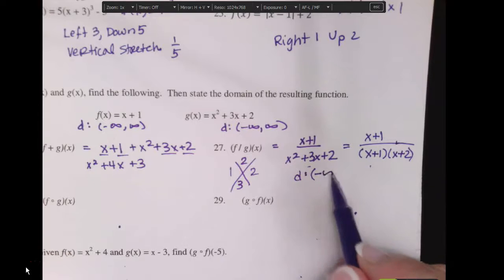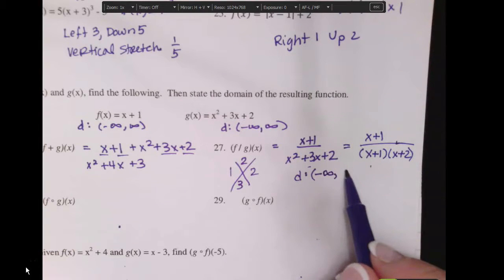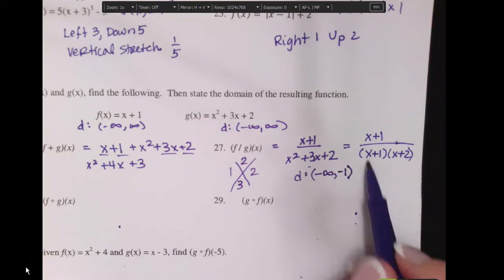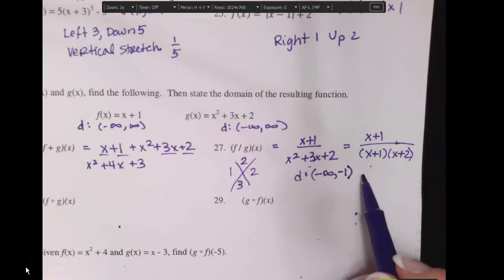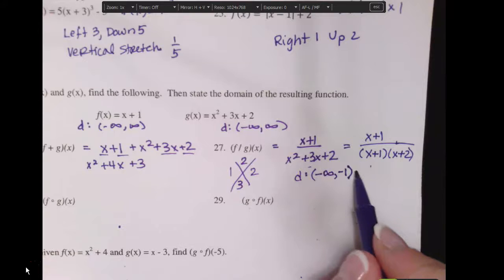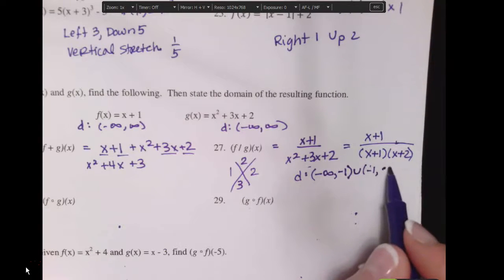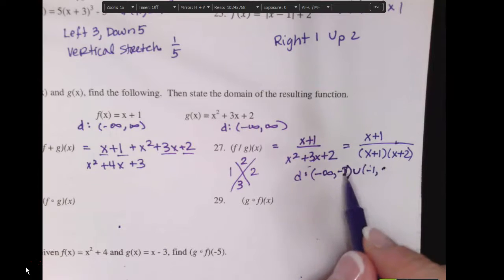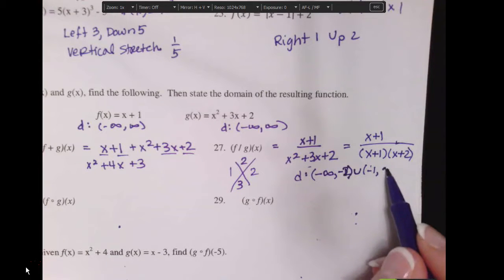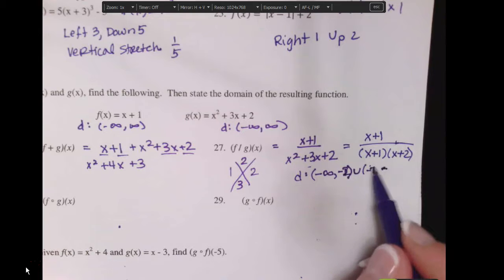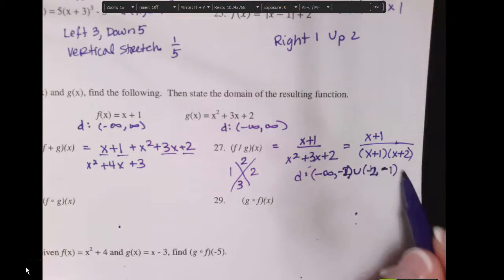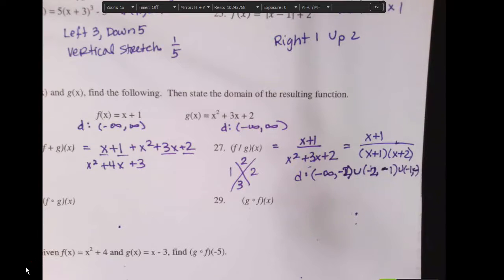can go from negative infinity up to, but I can't equal, oh no, negative 1, because negative 1 is the root that would make that 0. Then I can go from negative 1 to negative, oh I see, that'll be negative 2, then negative 2 to negative 1, and then I could go from negative 1 to infinity.